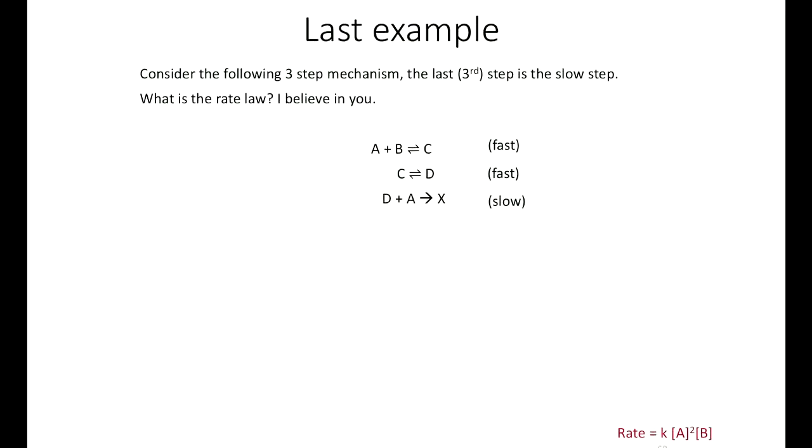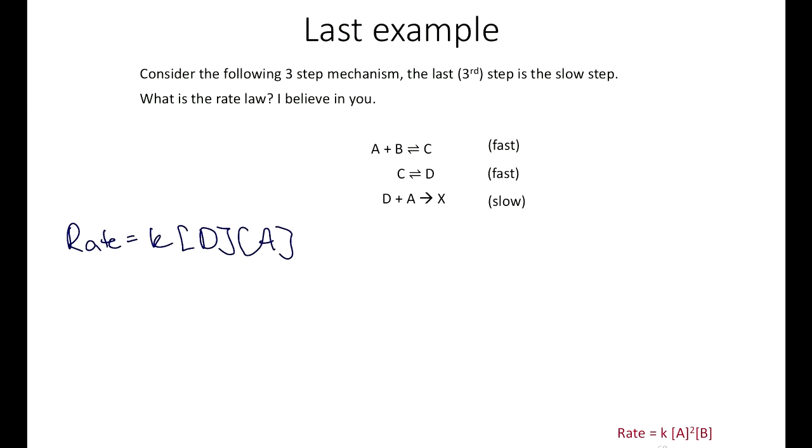I believe in you. Consider this reaction. It's a 3-step mechanism, but the last step is the slow step. The 3rd step is the slow step. I never taught you that, but do you think you could do it? Probably. Yeah, probably. So, all right, this reaction. If the last step is the slow step, what is my rate law? Is K times what? D times A. Yay! Are we done? No.